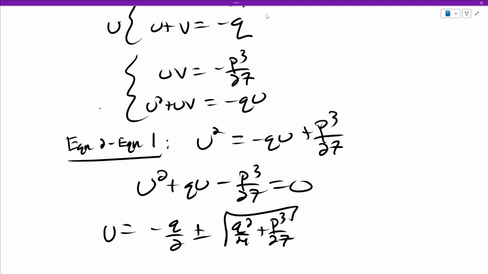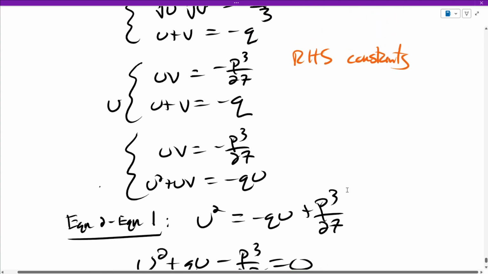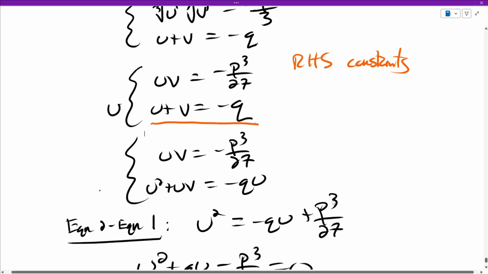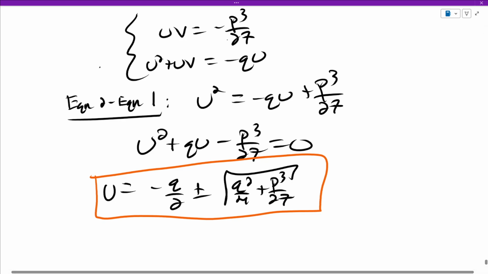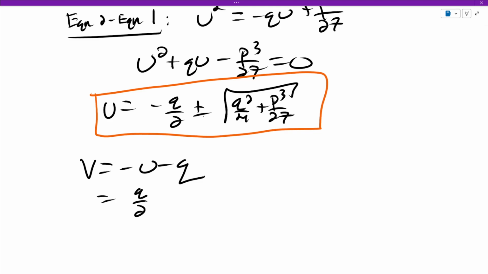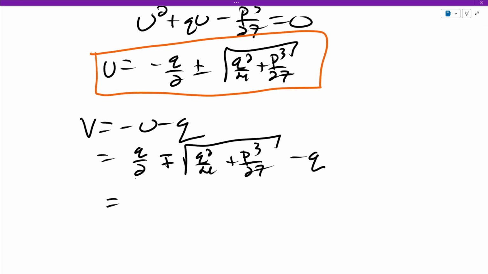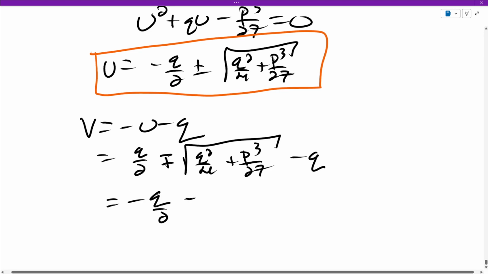All right, so we've found a u in terms of these constants p and q. We're almost done, I promise. And then we know that u plus v is negative q. So we know that v is negative u minus q. So that's, let's see, this is going to be q over 2. If we negate this, it's going to change the plus minus to minus plus. And then the square root of q squared over 4 plus p cubed over 27. And then we got to subtract a q from that. And then q over 2 minus q is negative q over 2 minus plus.